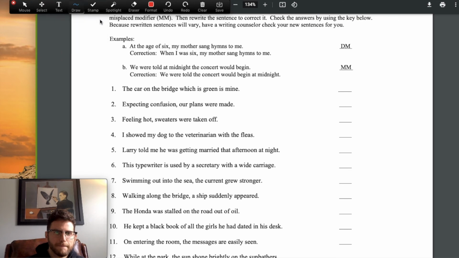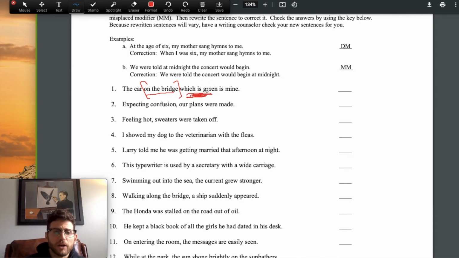Get my pen. Okay. All right, so: the car on the bridge, which is green, is mine. Ooh, the syntax of this sentence is a mess. Let's look at our modifiers here. On the bridge is one. Which is green is another. On the bridge is a prepositional phrase.